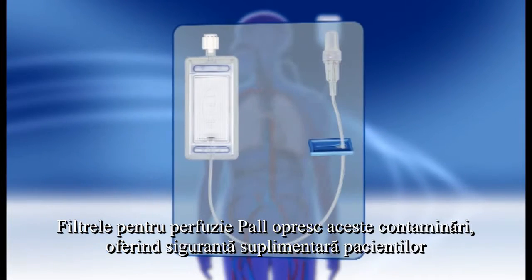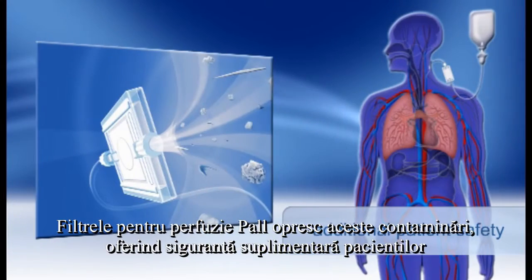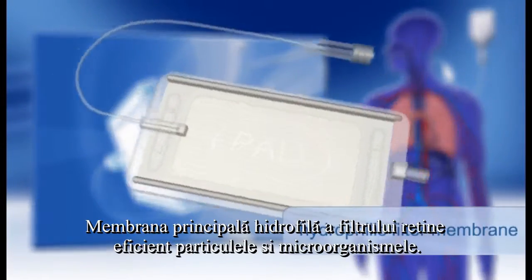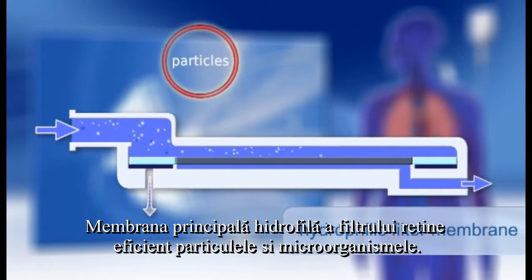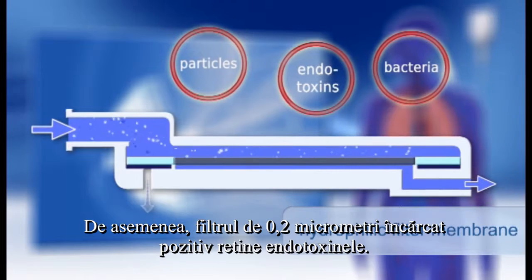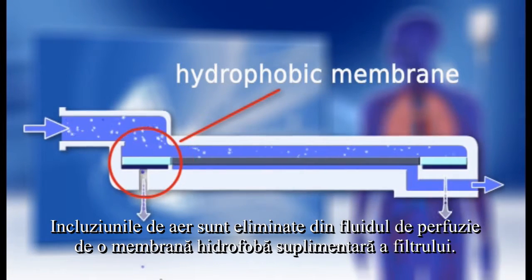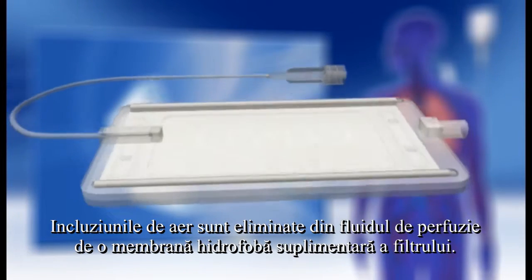Pall infusion filters retain these contaminations, providing additional patient safety and ultimately reducing costs. The hydrophilic main membrane of the filter effectively retains particles and microorganisms. Positively charged 0.2 micrometer membranes also retain endotoxins. Air inclusions are eliminated from the infusion fluid by an additional hydrophobic membrane.